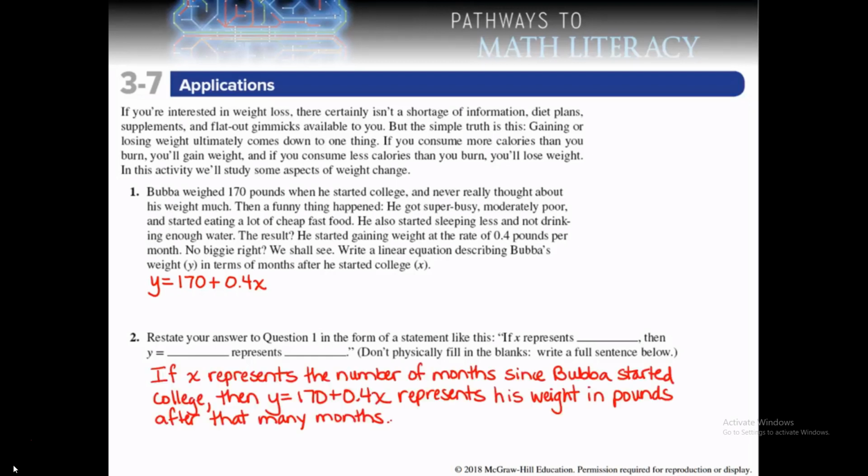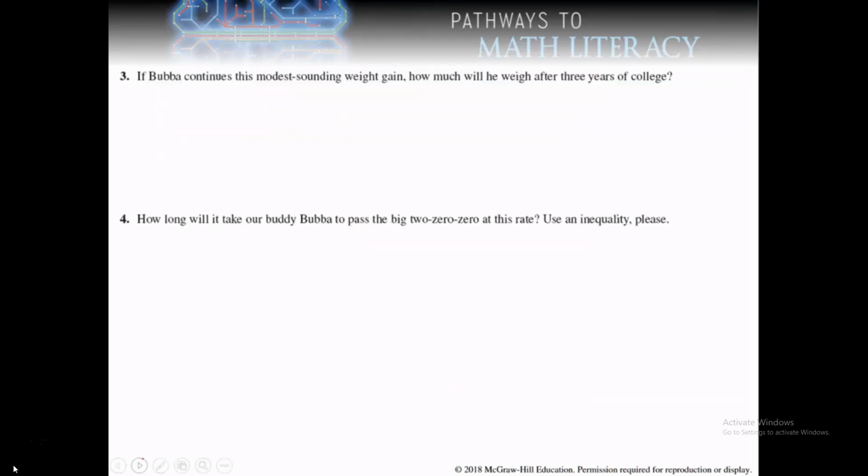In 3, if Bubba continues this weight gain, how much will he weigh after 3 years of college? Now remember, x in this case stands for months, so the first thing we need to point out is that 3 years would be 36 months. So that's what we'll be plugging in for x. So y equals 170 plus 0.4 times 36, and that's going to come out to 184.4 pounds.